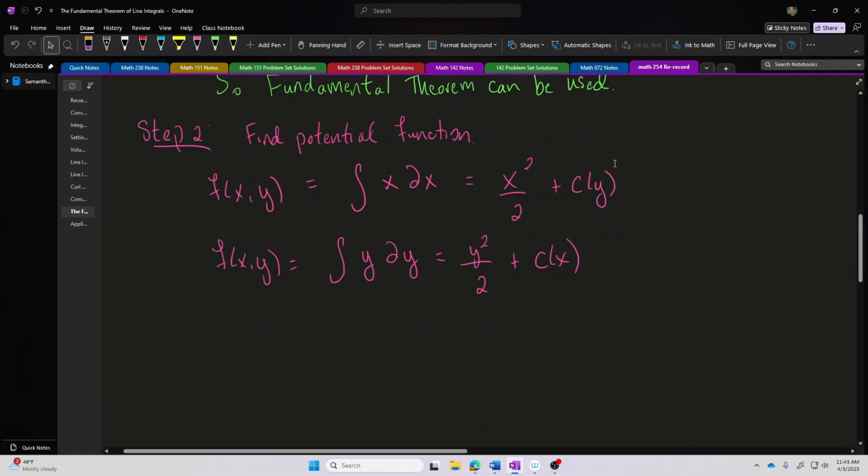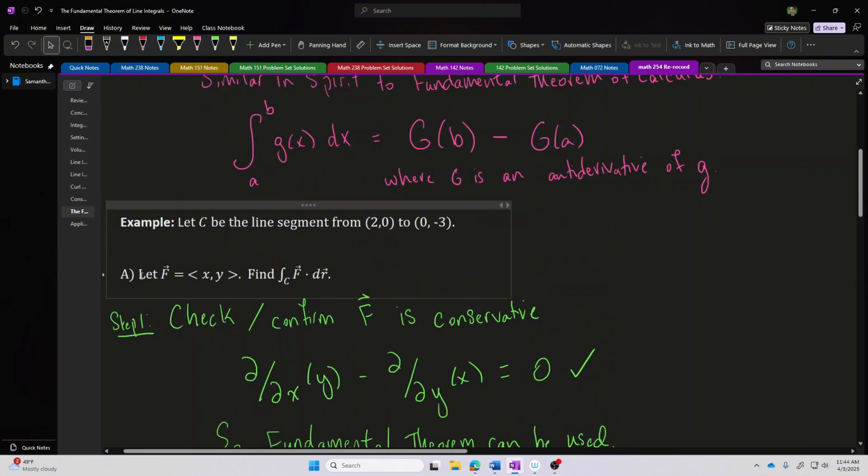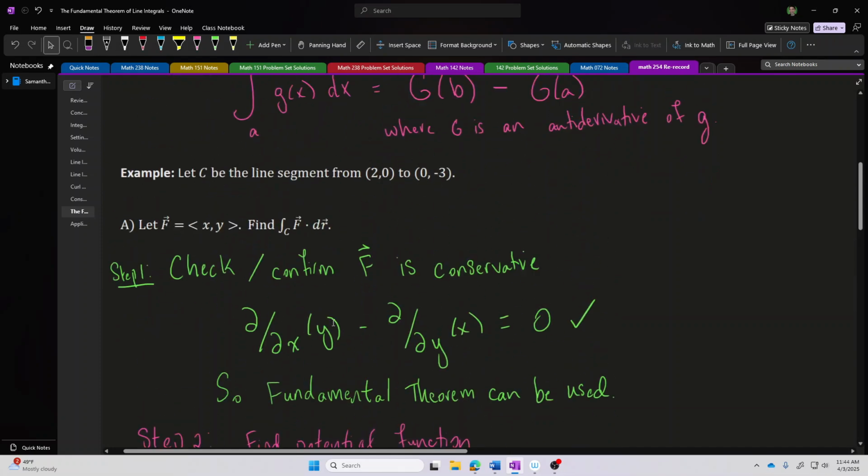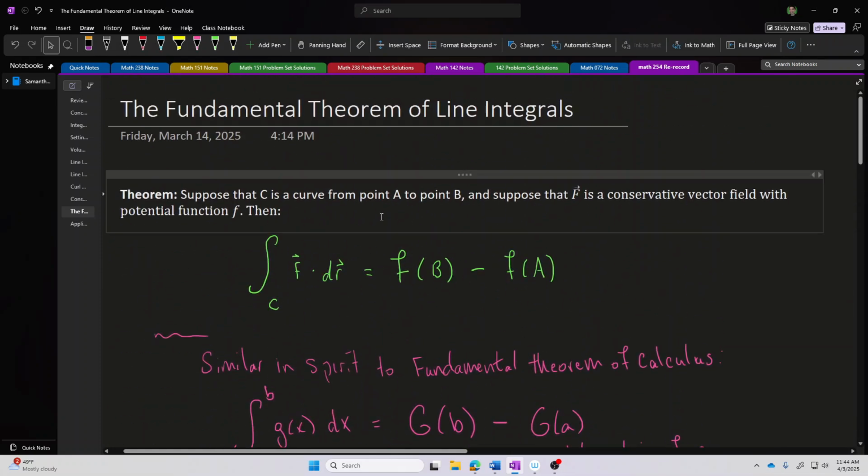Now, if I look at the information that's been revealed by both of these representations of the potential function, and put those together, it looks like our potential function is going to contain x squared over 2, as revealed by the first integral, and y squared over 2, as revealed by the second integral. So this would be the potential function for the conservative vector field in this problem. This would be the function which my theorem calls lowercase f, that's being used on the right side of this equation.